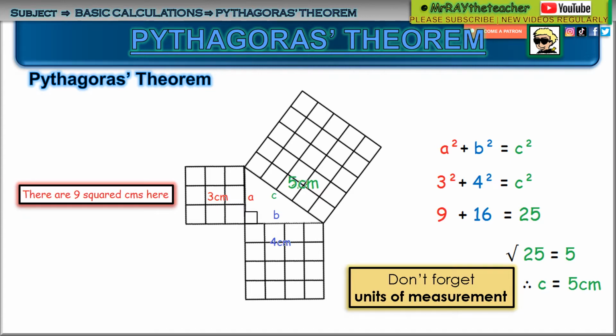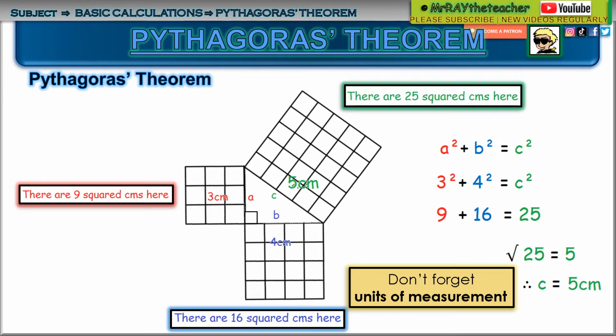So remember, there are 9 square centimeters here, 16 square centimeters here, and 25 square centimeters here. And that's how it checks out. And don't forget to check the answer. If you've got a lot of working out, it lets the teacher know where your answer comes from. We can see where you went wrong or where you went right, and what you don't get, if you have all your working out step by step.